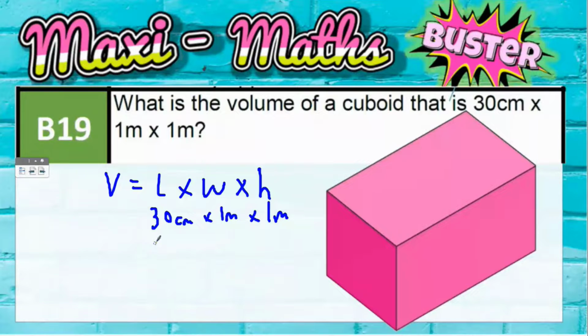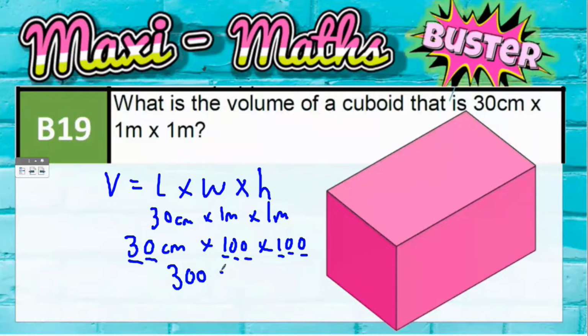So if we turn them all into centimeters, that would leave us with 30 centimeters. That one's already 30 centimeters times 100 times 100 centimeters. So if we cover up the zeros, that would be 3 times 1 times 1. Well, 3 times 1 times 1 is 3. And then there would be 1, 2, 3, 4, 5 zeros to put on. And that is 300,000 centimeters cubed.